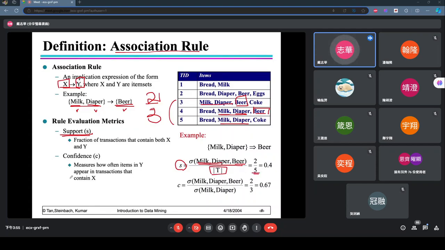And the confidence is the support count of the rule divided by the support of X. This part, the confidence, implies the conditional probability. I think this part is easier to understand, right? So that's association rules.